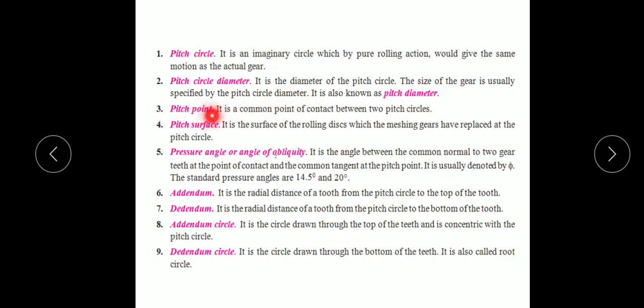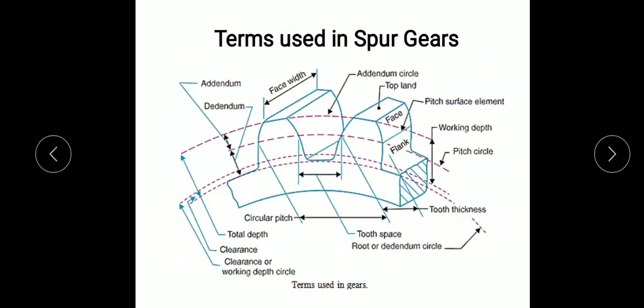Another one is pitch point. The common point between two mating gears is known as the pitch point. When two gears are mating each other, there will be a common point of intersection, that is known as the pitch point. This will always be on the pitch circle. And pitch surface, the surface of the rolling disc which the meshing gear has replaced at the pitch circle. You can see the pitch surface. This is the pitch surface element, that is, this line will be the pitch surface element.